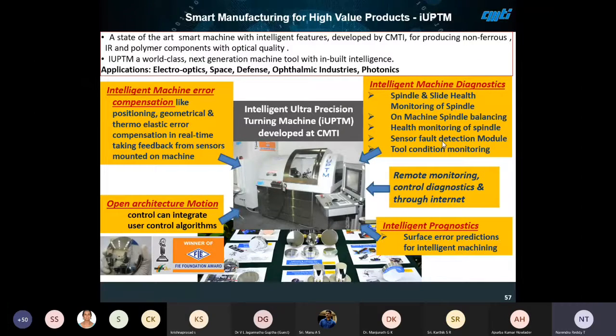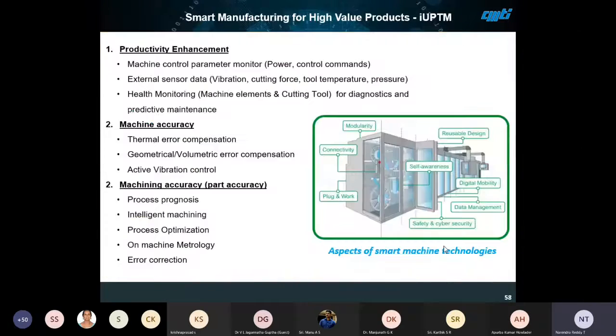Then we worked on tool condition monitoring. Then we also worked on remote monitoring and control for intelligent prognostics, like surface roughness prediction. That also we have worked on to some extent, not completely. Now this is a thermal error.